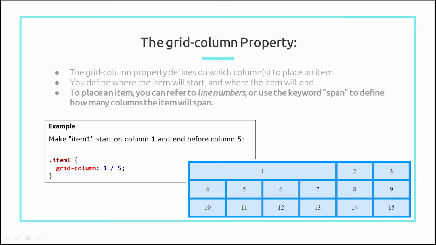The grid-column property. The grid-column property defines on which columns to place an item. You define where the item will start and where the item will end. To place an item, you can refer to line numbers or use the keyword span to define how many columns the item will span. Example. Make item 1 start on column 1 and end before column 5.